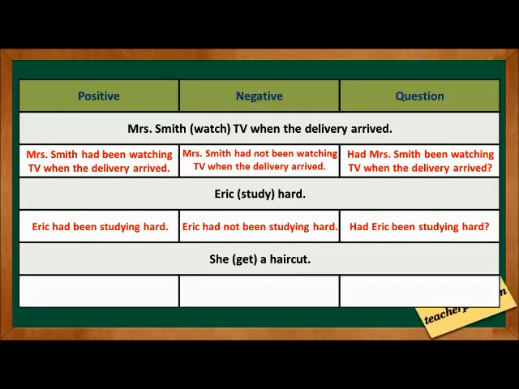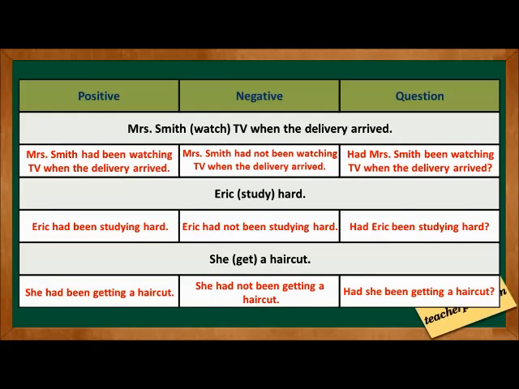The last one: She got a haircut. Get is the verb. The correct positive statement is she had been getting a haircut. The negative statement is she had not been getting a haircut. And the question is, had she been getting a haircut? Did you get it right?